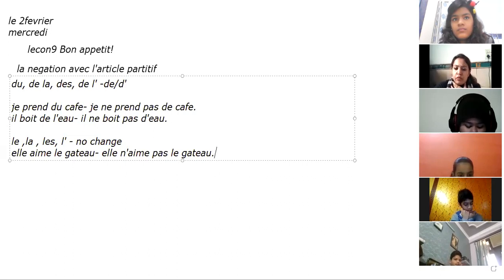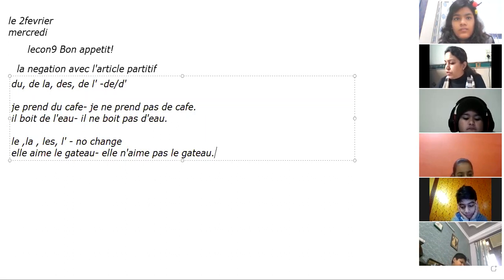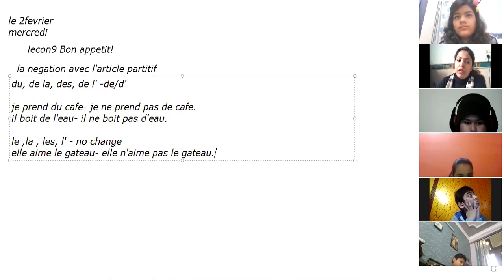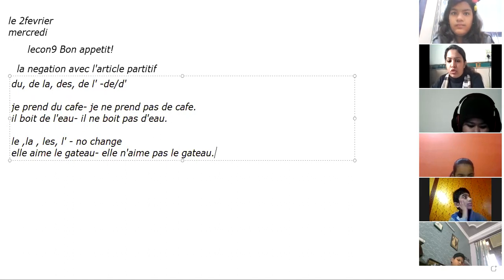Ne before the verb and pas after the verb. Here I have placed an apostrophe because my verb was starting with a vowel. What are the vowels in French? A, E, I, O, U, and H. So this is negation. Now, with the related question of negation, I think there is an exercise in the back. Questions can come, as I have given you examples in the paper, that you have to change the following into negative sentences. And if a partitive article is there, you are going to change it to de or d'. If a definite article is there, then no change will be there.